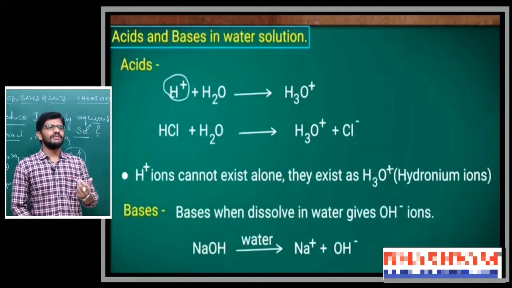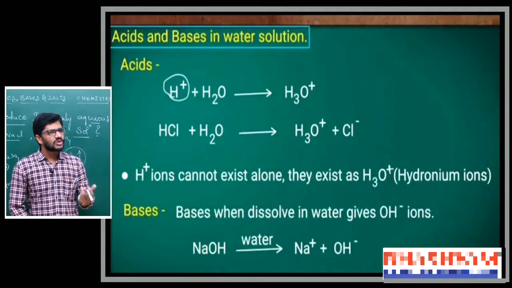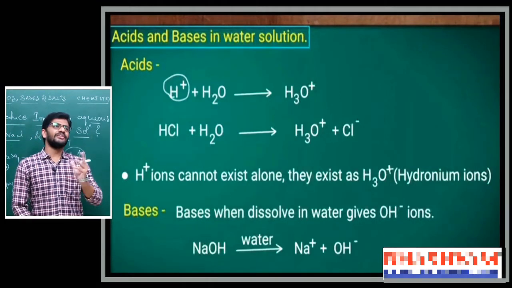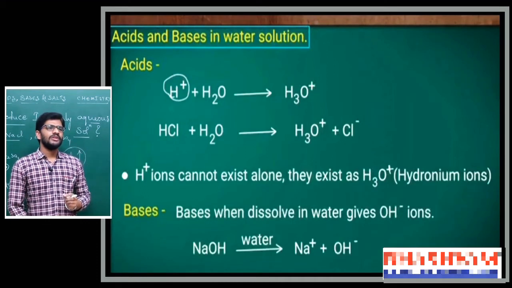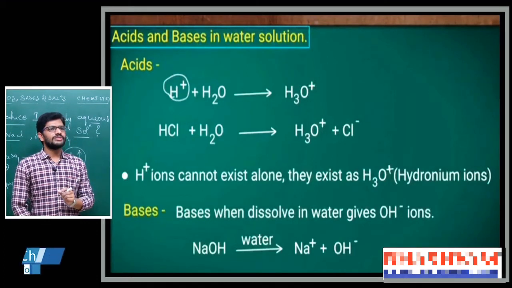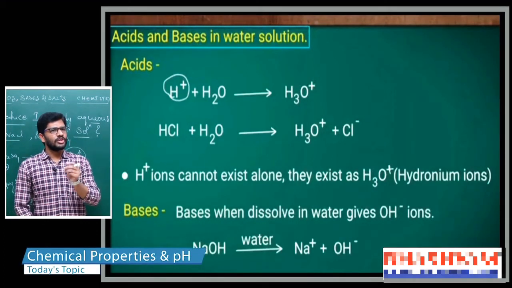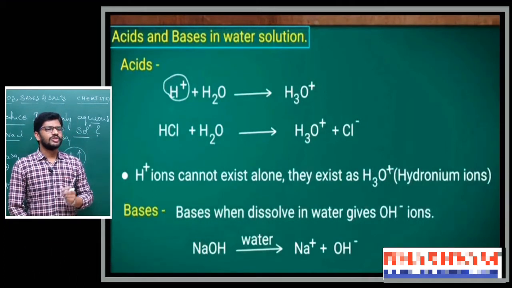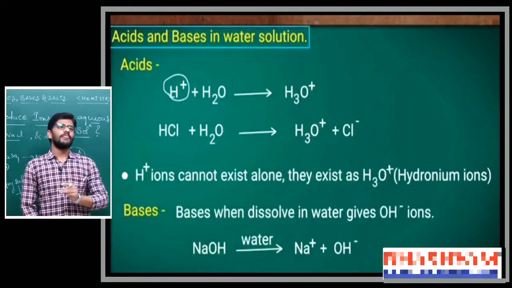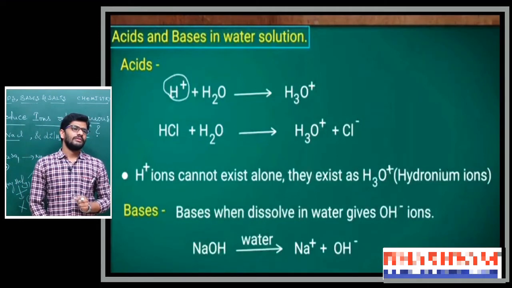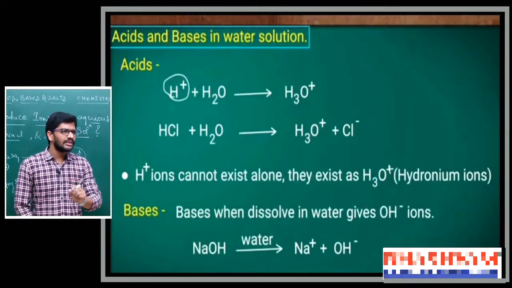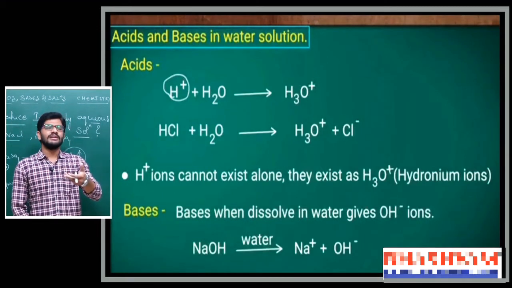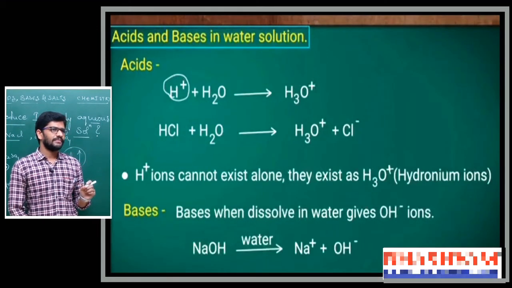Similarly, bases. Bases can be dissolved in water to produce OH minus ions. These OH minus ions also exist in hydrated form. So when NaOH dissolves in water, it produces Na plus and OH minus ions. These OH minus ions again react with water. So those substances which dissolve in water to produce OH minus ions, that substance we call a base.